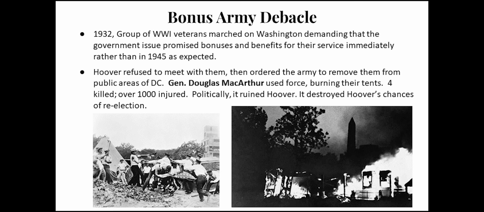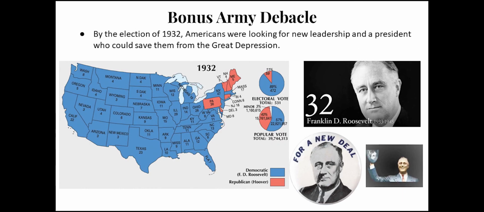So in 1932, Franklin Roosevelt runs on a New Deal idea. Roosevelt for a New Deal, and he just dominates the election. So you can see there the election of 1932 was a landslide for FDR. So tomorrow we talk about FDR and the New Deal.